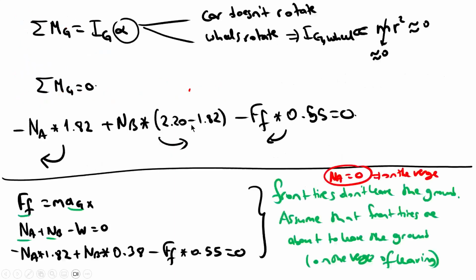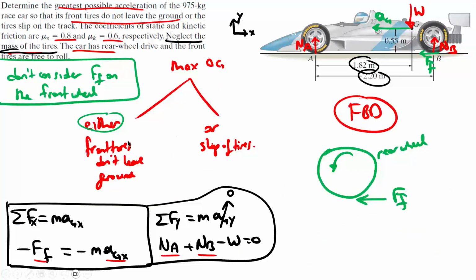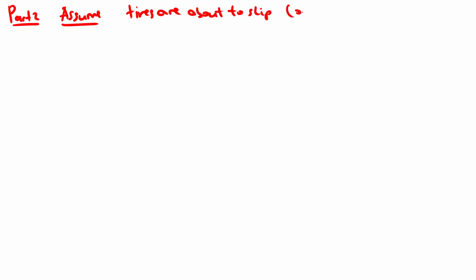Okay, so let's continue on this problem. We have solved the first part that says that front tires don't leave the ground. The next part says that slip of the tires doesn't happen. So part 2. We will assume that the tires are about to slip. They don't slip, but they are on the verge of slipping.